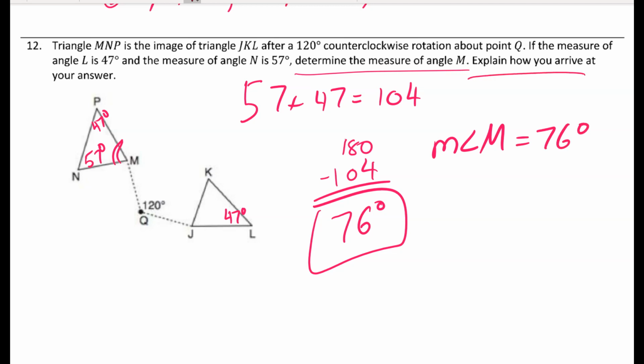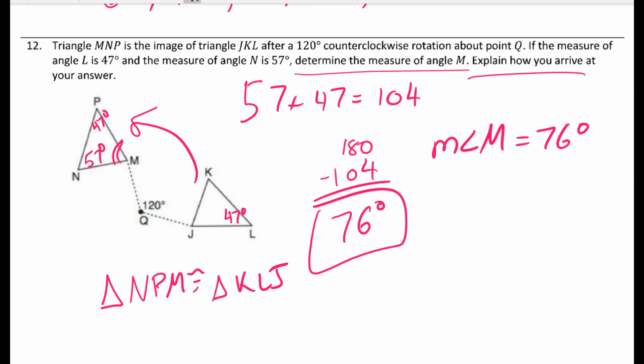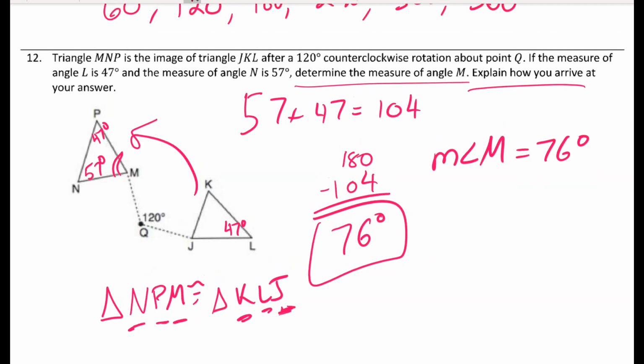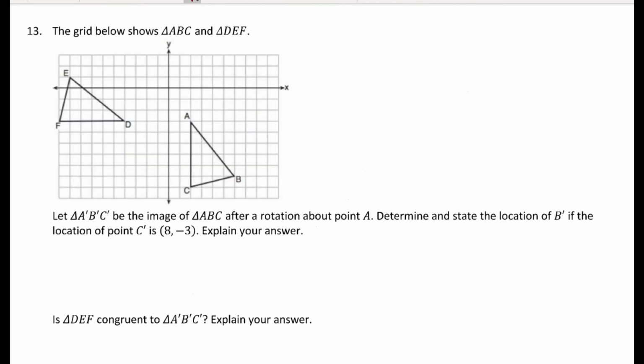Now the question is, how would I explain how I arrived at that answer? You would do exactly that thought process. You would say, okay, a rotation is a rigid motion, so triangle NPM must be congruent to triangle KLJ. Be careful about the order of your letters there. N goes with K, P lines up with L, and M lines up with J. Then you would say, since rigid motions preserve distance and angle measure, the angles must be the same, so angle P is 47, and the interior angles should sum to 180, so you subtract from that to get M. Number 13.